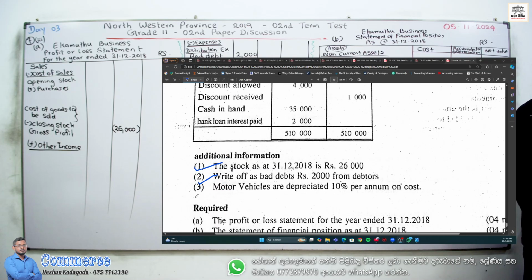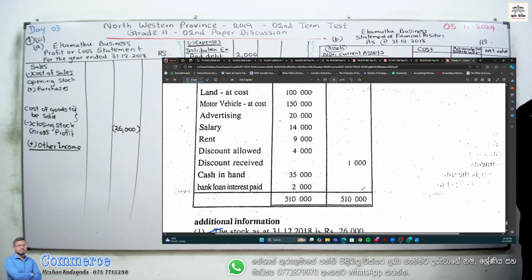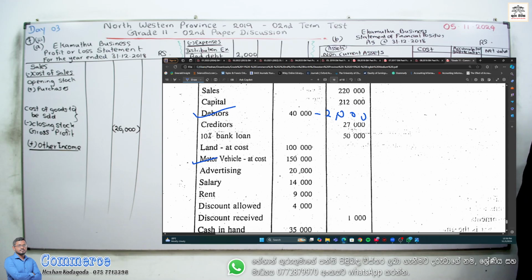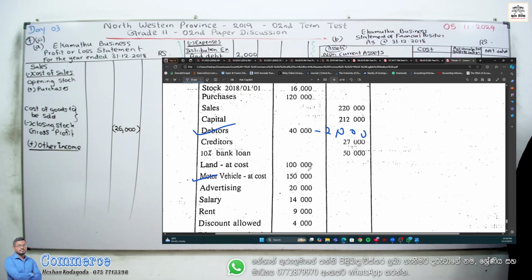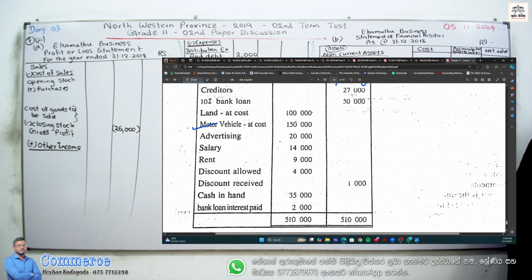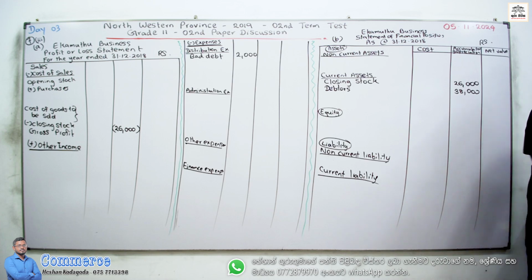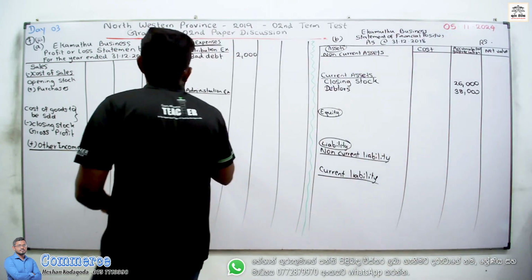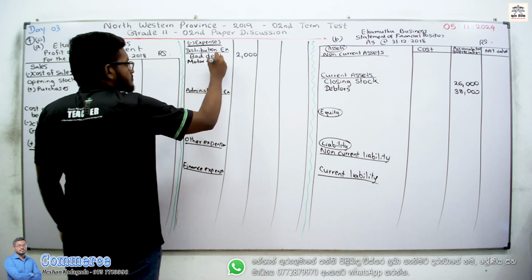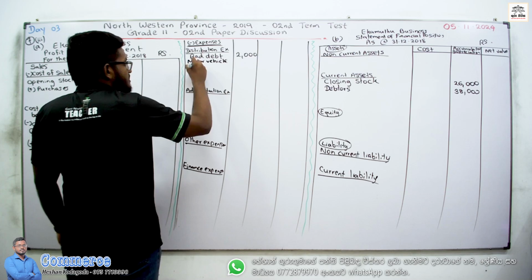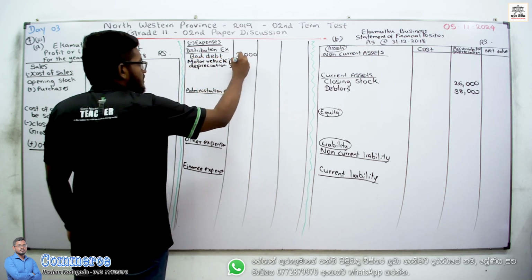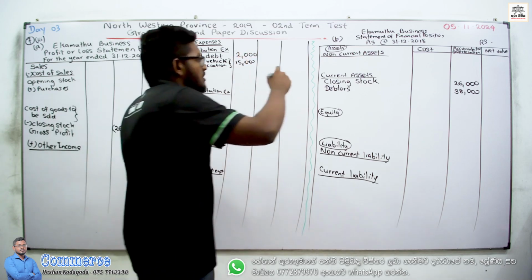Next one. Motor vehicles are depreciated 10% per annum on cost. Motor vehicle cost is 150,000. Any other previous depreciation? No. 10% on cost means 15,000, right? So, motor vehicle depreciation comes under distribution expense. This year's depreciation, 15,000.